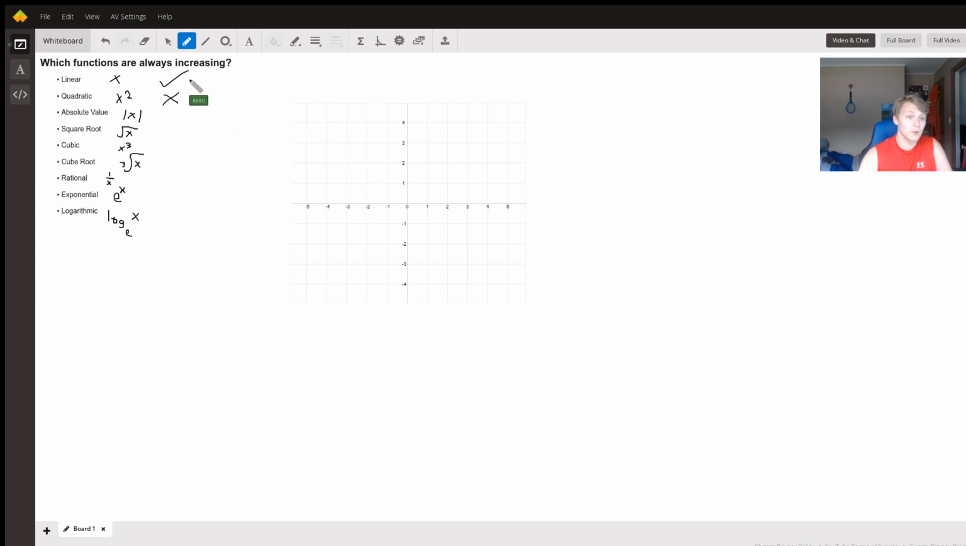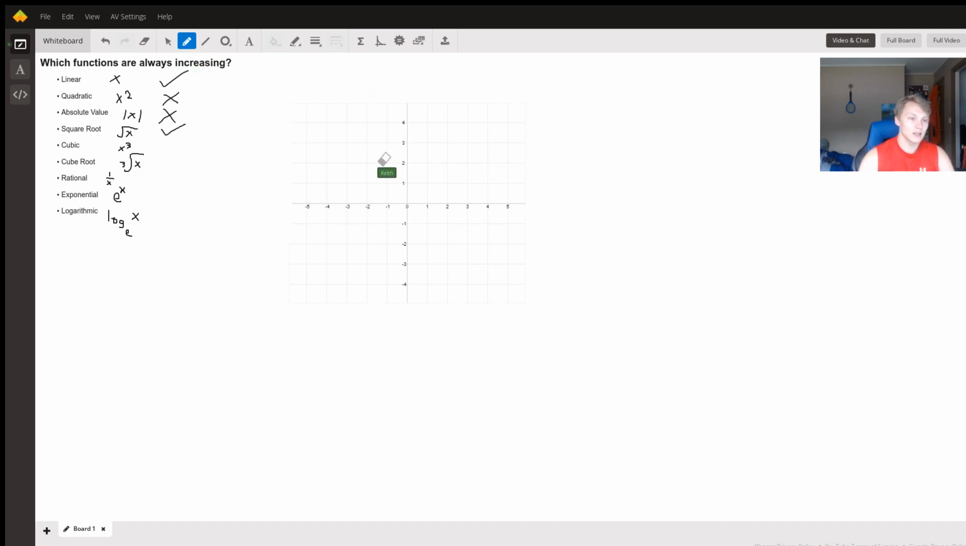Absolute value of x. Well, that's just the same as the linear x, except everything that was once negative is now positive. So really, all of this gets canceled out, and our actual graph looks like the letter V. So it looks like this, which clearly is decreasing at less than 0. Okay, the square root of x, as I showed before, looks like this, and it always increases. It doesn't actually flatten out like I made it look there.